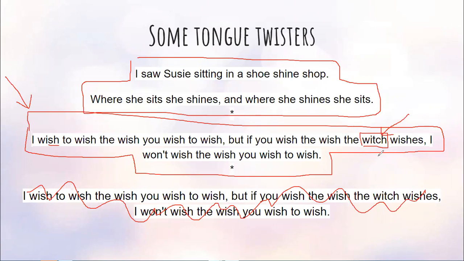I wish to wish the wish you wish to wish, but if you wish, the witch wishes I won't wish the wish you wish to wish. Yes, perfect. Good. Ahí se ve la diferencia entre wish y witch. Witch. Ya este con ch.